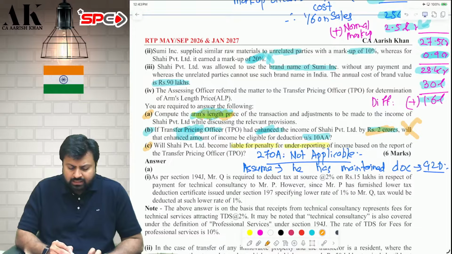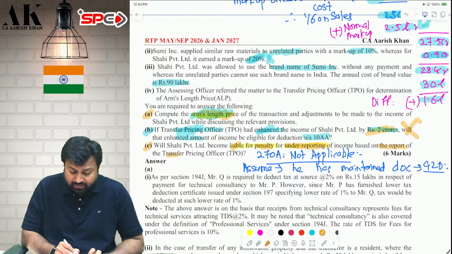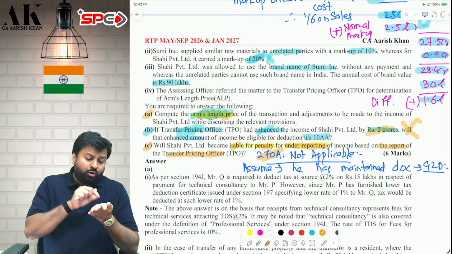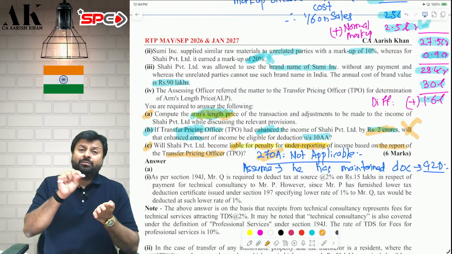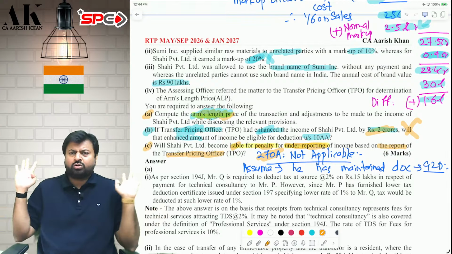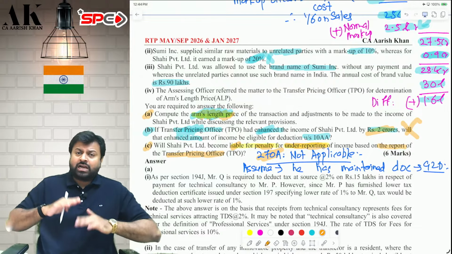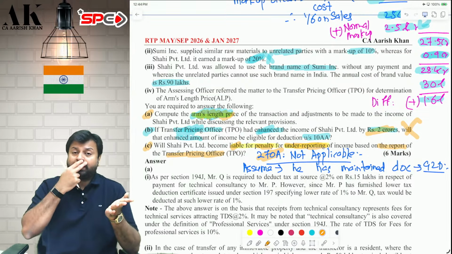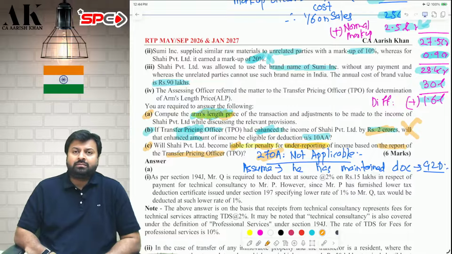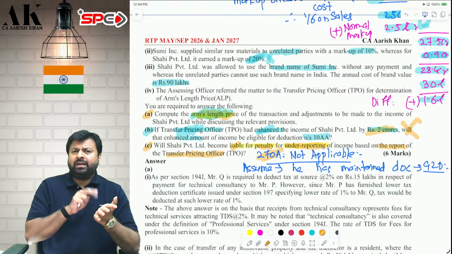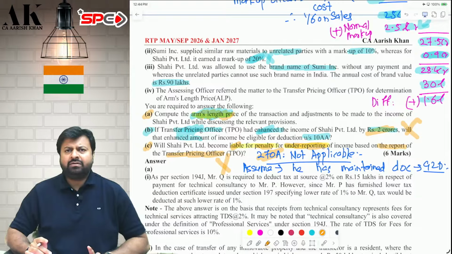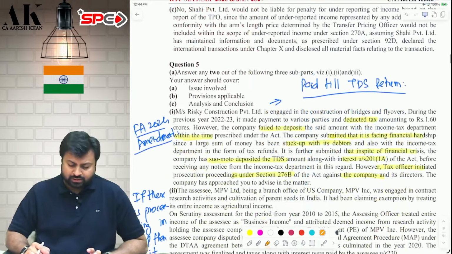Third one. Will Shahi Private Limited become liable for penalty for under-reporting of income based on the report of the transfer pricing officer? No. See, 270A penalty is imposable if you don't report the transaction in Form 3CEB and if you don't maintain proper documents as per 92D. It is nowhere mentioned in the question that Shahi is not maintaining documents or not reporting the transaction. So if you don't do this, then a 200% penalty is imposable on you as misreporting of income. But if you maintain documents properly and report in Form 3CEB properly, then the penalty under 270A will not be imposed on you. Therefore, we will not unnecessarily impose penalty on this particular assessee. So, this is what this question is all about.